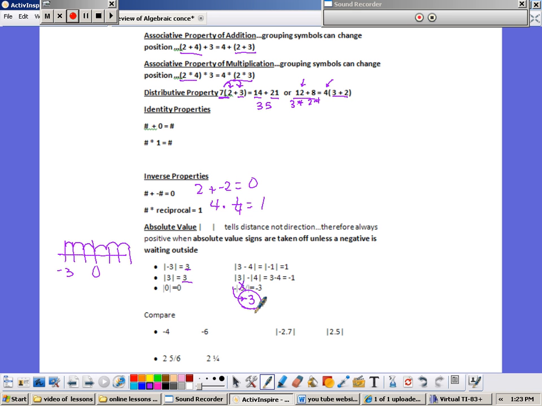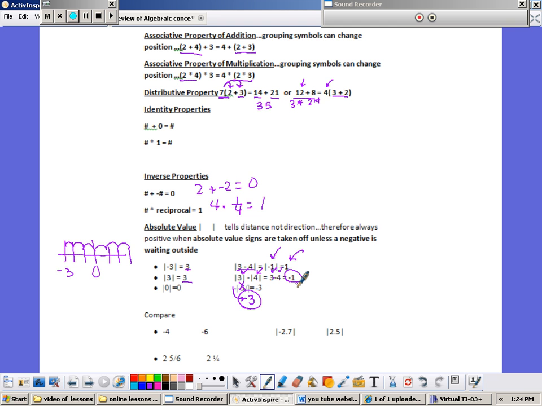Sometimes you do operations with absolute values, and what you do first depends on whether the operation is inside the absolute value or outside of it. Since the operation is inside the absolute value, I have to subtract first. So 3 minus 4 is -1. Then I take the absolute value of -1 and get 1. On the next one, the operation is outside the absolute value. So I take the absolute value of 3 and the absolute value of 4, then I subtract and get -1.